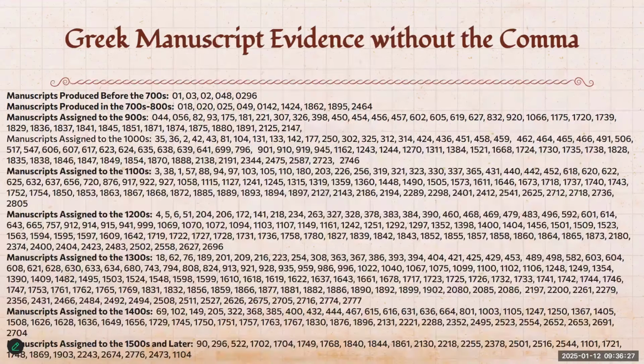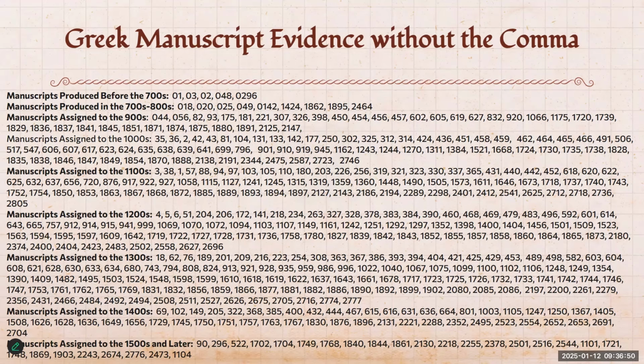Well, this is the manuscript evidence that lacks the comma. These are all the manuscripts we have that do not have the comma in it. Okay, the Johannine comma, that whole phrase. There's over 500 of them. There are various dates listed up there, categorizing them into a particular century or centuries. All right, and all of these do not contain the comma.